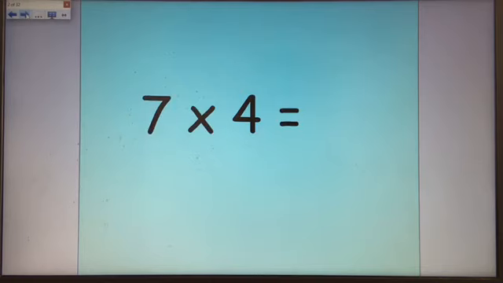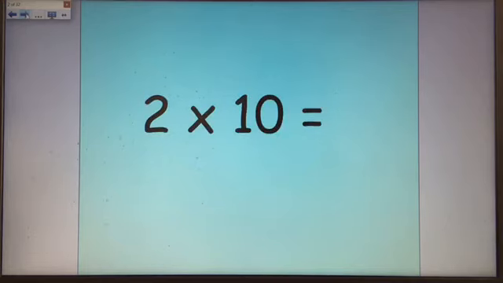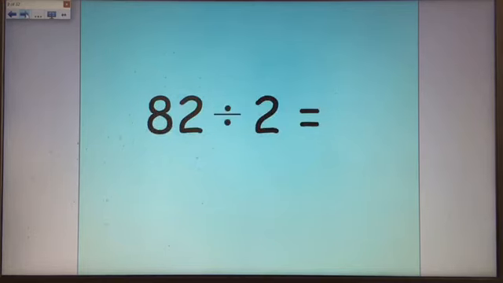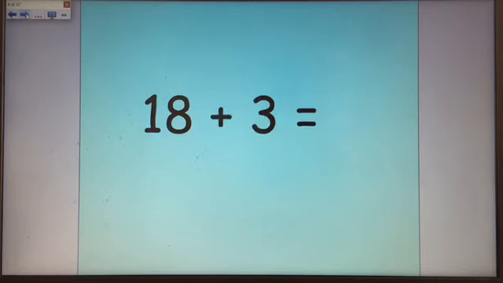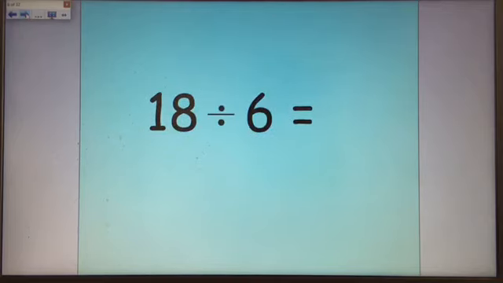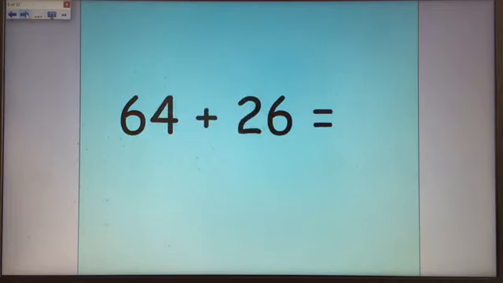7 times 4. 28. 2 times 10. 20. 82 divided by 2. 41. 18 plus 3. 21. 18 divided by 6. 3. 64 plus 26. 90.